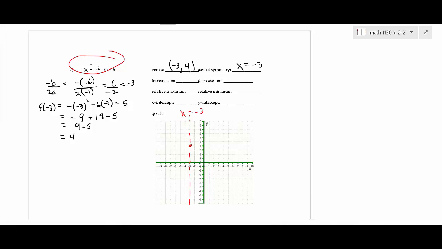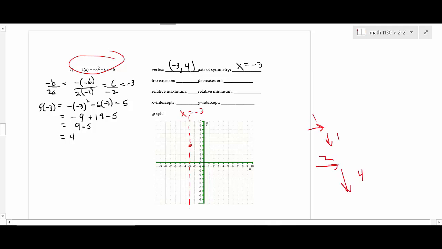Is there anything in front of x squared? There isn't a number like a 2, a 3, or anything like that. So there is no stretch or shrink. That means you're going to go over 1, down 1, same kind of thing, over 2, down 4, and so forth like that.